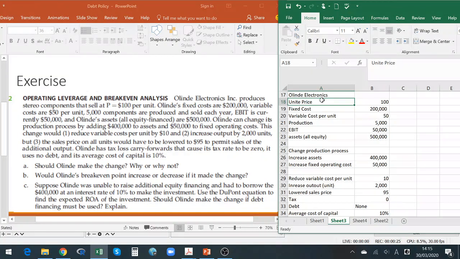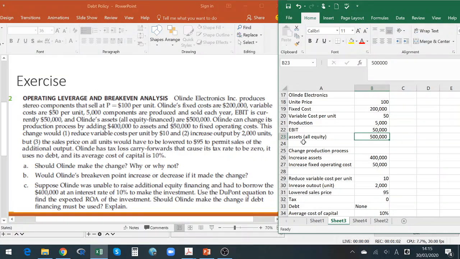Okay, so computer. They make computers, and the unit price is 100. Fixed cost 200,000. Their variable cost per unit is 50. So to make one computer, the variable cost is 50. Production, they can produce 5,000 units. Then EBIT, earnings before interest and tax, is 50,000. Then they have assets of 500,000, and it's all financed by equity, so they don't have any debt, no borrowing.